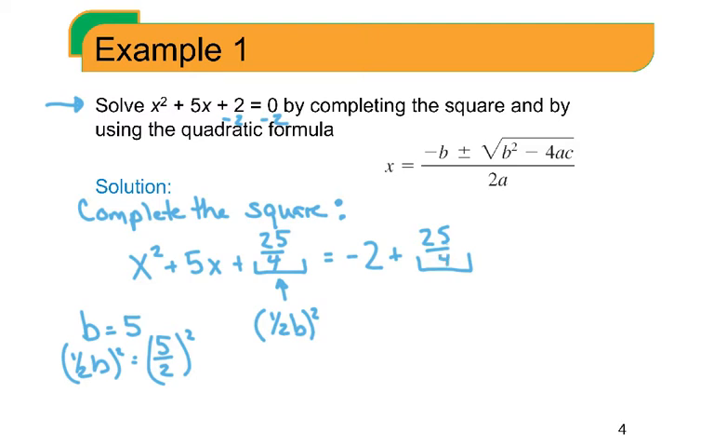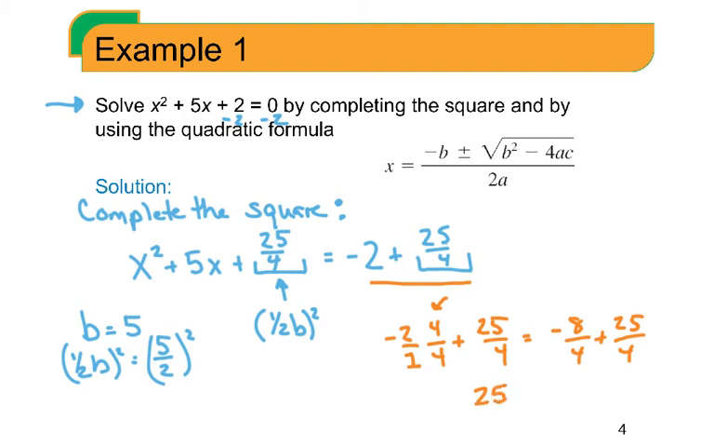Okay, so now we want to simplify this on the right-hand side. So we need a common denominator. So we have minus 2 over 1, and we need a denominator of 4. So I'm multiplying by this number, 4 over 4, which is equivalent to 1. So I see that I have minus 8 over 4 plus 25 over 4, or 25 minus 8 over 4, which is what? 17 over 4.